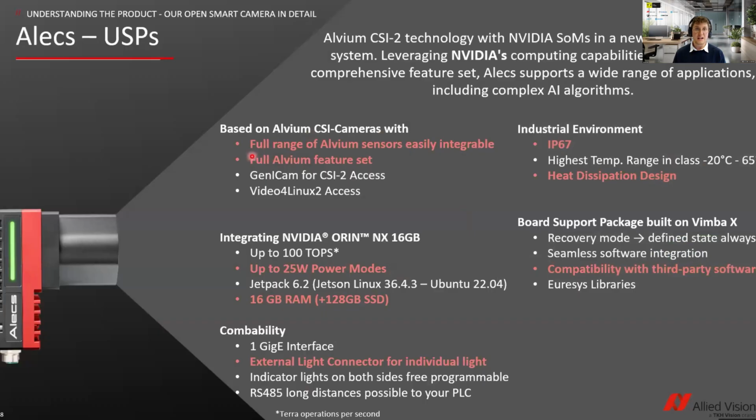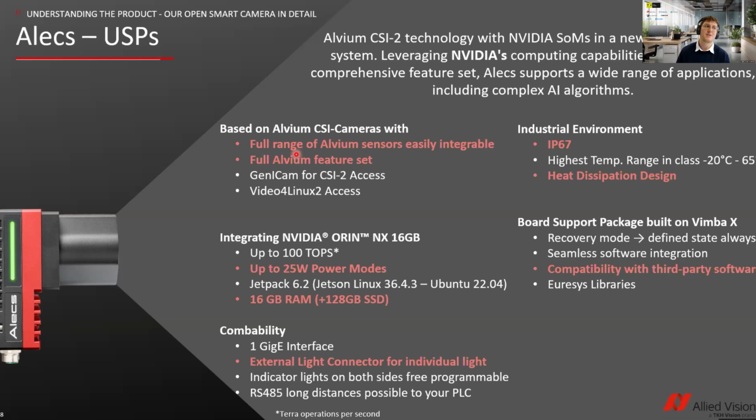As mentioned, with the Alvium platform, we have a full range of sensors available, though not directly at the Alecs. We start with 5 and 12 megapixel, but if the request is there, it's easily possible for us to integrate other sensors, though it's a case-by-case decision.